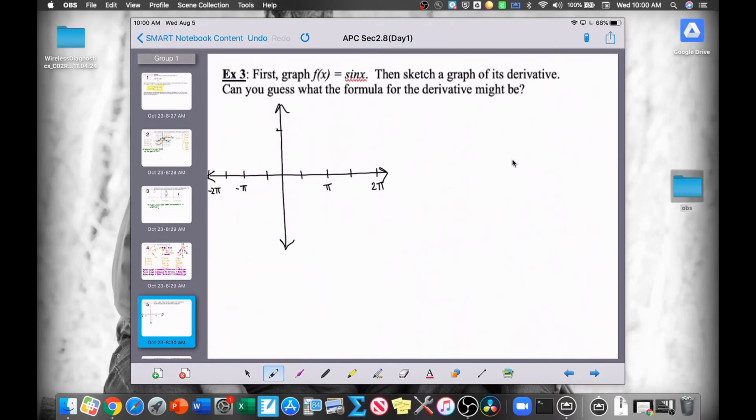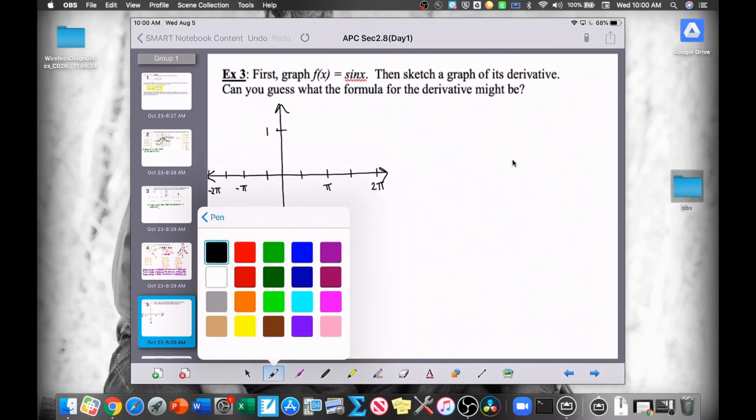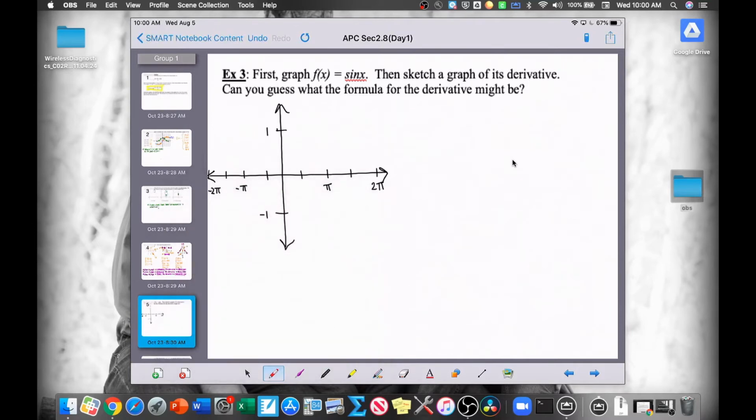And we know that sine x has an amplitude of 1. So we can go ahead and sketch our function. Sine crosses the x-axis at 0, at pi, and at 2 pi. It has an amplitude of 1. At pi over 2, it's at +1, and at 3 pi over 2, it's at -1. So here is a sketch of 1 period of sine x.